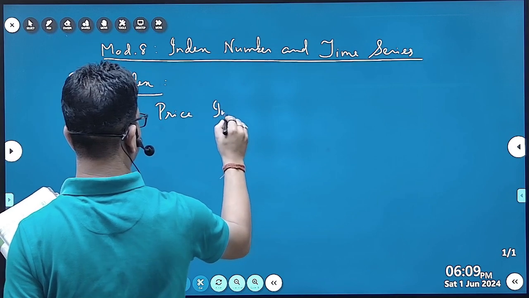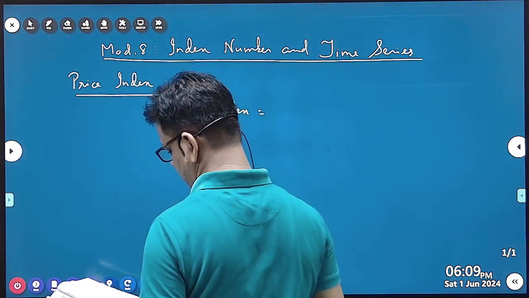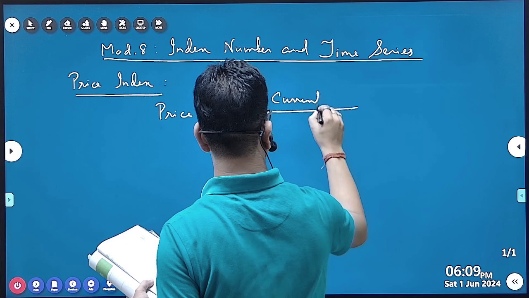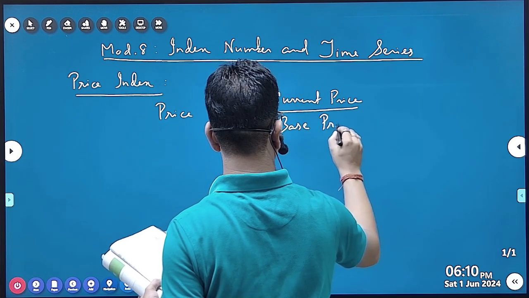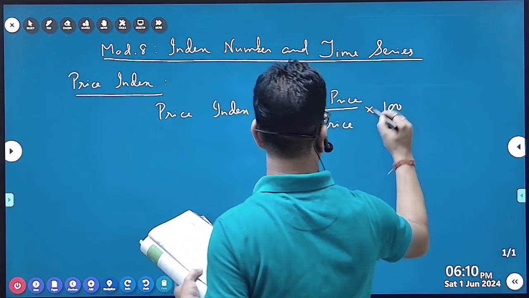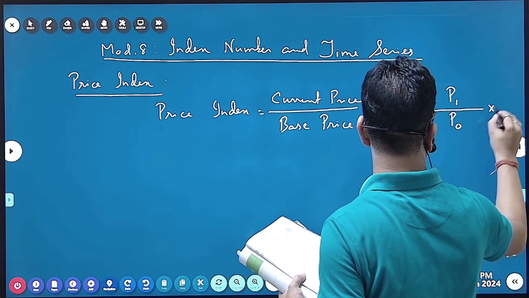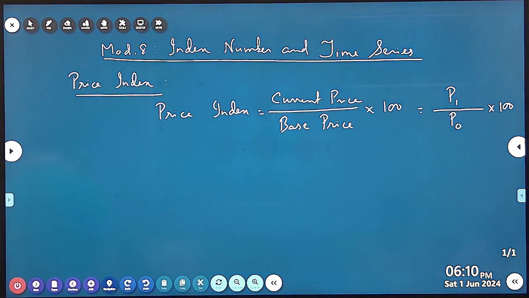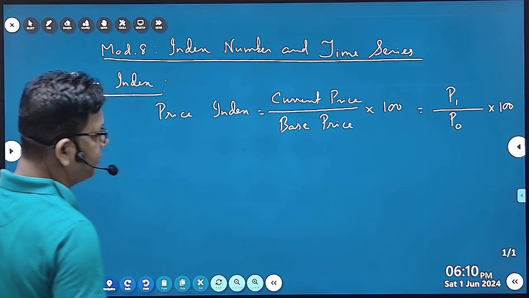Price index equal to current price divided by base price, multiplied by 100. We also write it in short like this: P1 by P0 multiplied by 100. Now, price index refers to the aggregate change in the price of a particular item.